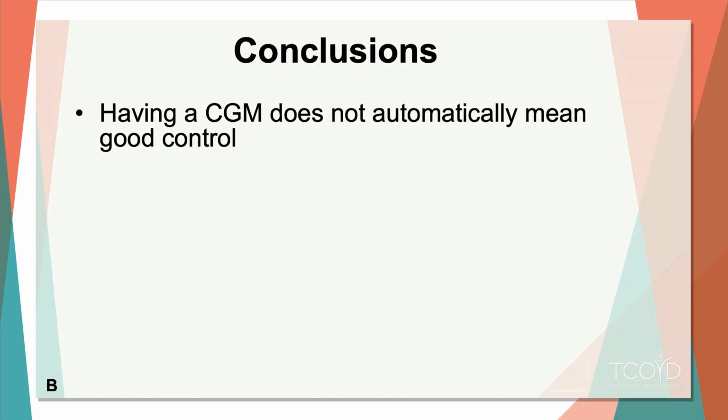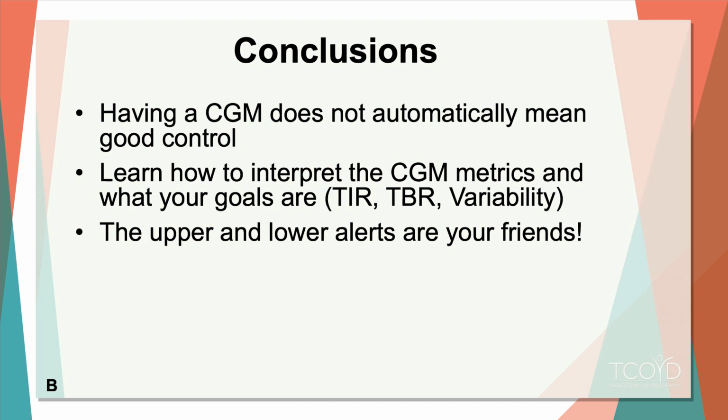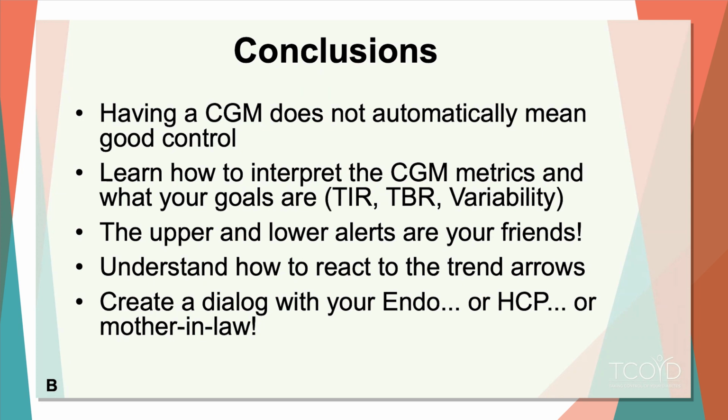Having a CGM does not automatically mean good control. That is important. You don't just slap it on and you're done. Learn how to interpret the CGM metrics yourself, and learn what your goals are for time in range, time below range, variability. The upper and lower alerts are your friends. Don't keep fighting them and turning them off and setting them too high and too low. And understand how to react to the trend arrows. And lastly, create a dialogue between you and your endocrinologist, your healthcare professional, your mother-in-law, whatever. Go over the data together next to the computer where the CGM is uploaded, or on a sheet.